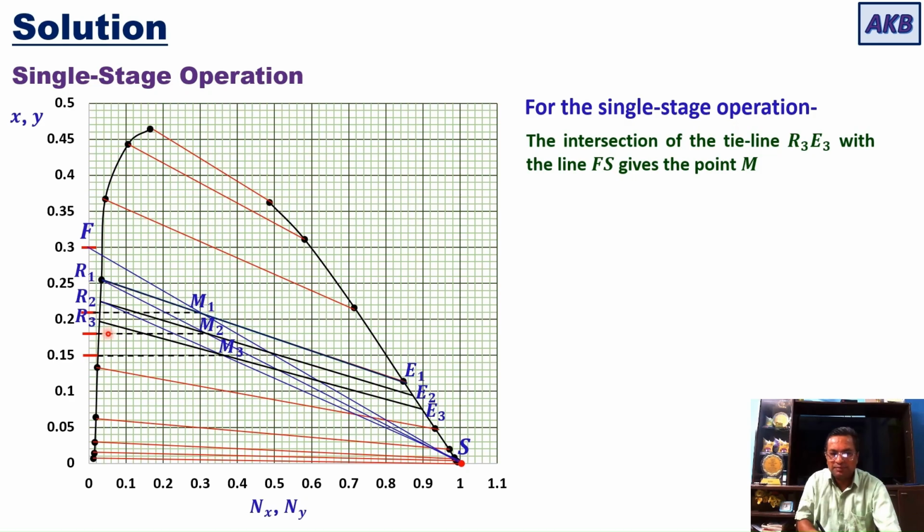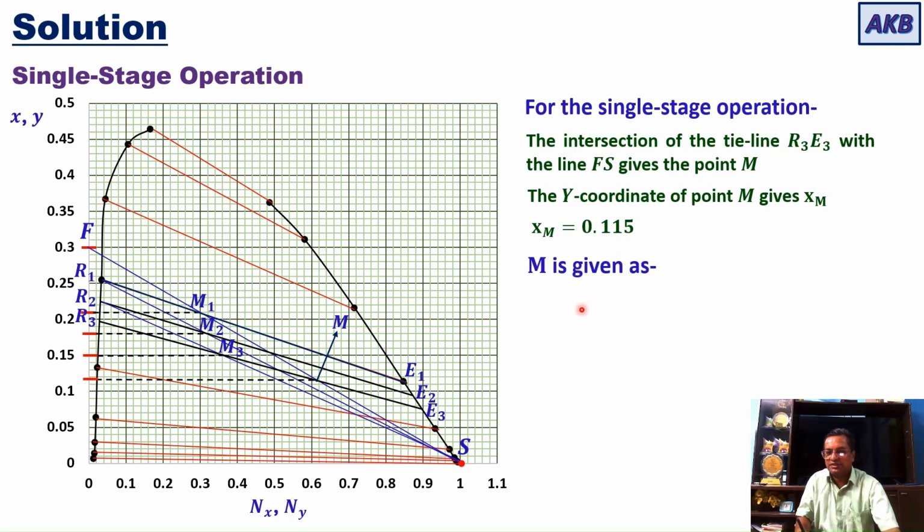So tie line 3, which gives us the final raffinate composition, we are using that in our calculation. So this is point M, the intersection of tie line R3E3 with the line FS. If you just look at the y coordinate of this point, it gives xM. So the y coordinate of this point comes out to be 0.115. So in this case, xM is 0.115, and then we will use this in our calculation.